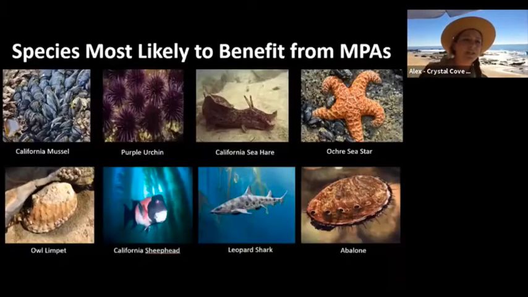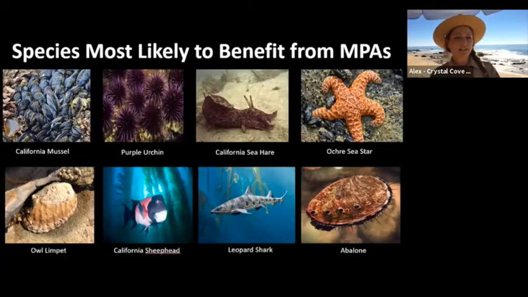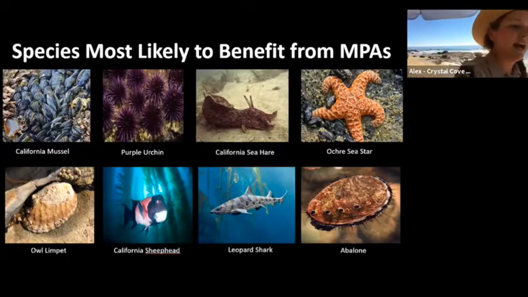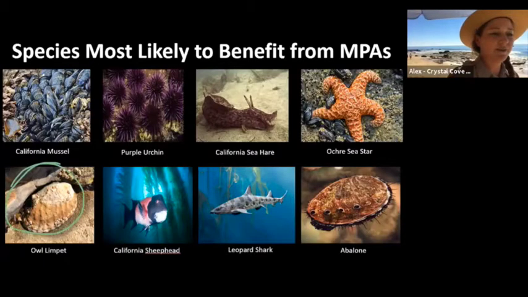Also, there are some species that are most likely to benefit from MPAs. A huge list of these organisms, but I have some here. And the reason is that most of them are home bodies. So they have a very small home range. And because they're in these home ranges in the MPAs, they are more likely to be protected and reproduce. And note this owl limpet, which we will be talking about in a little bit.